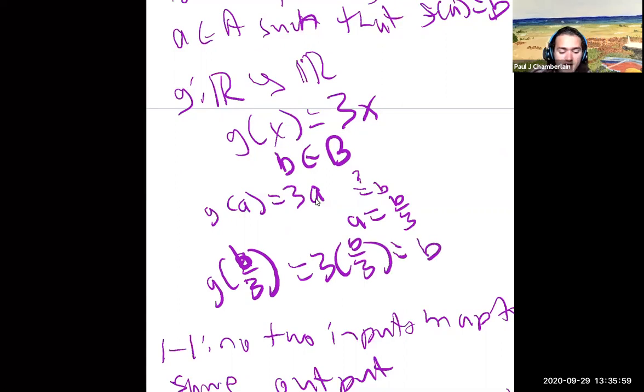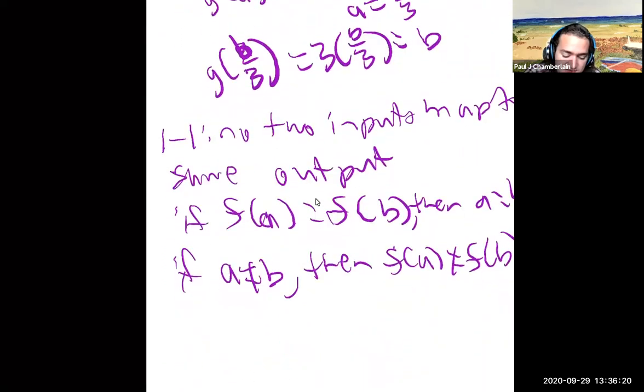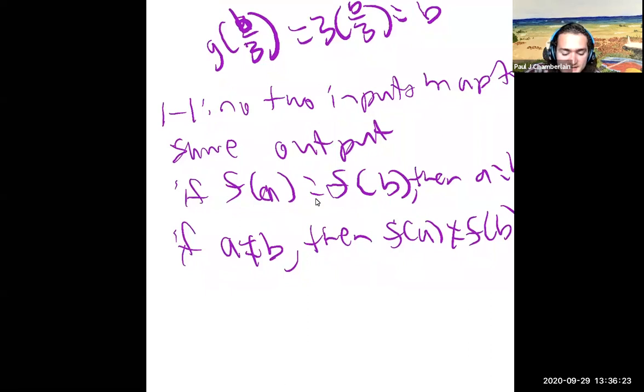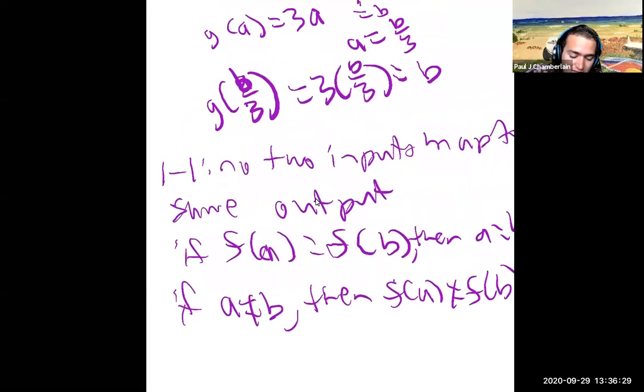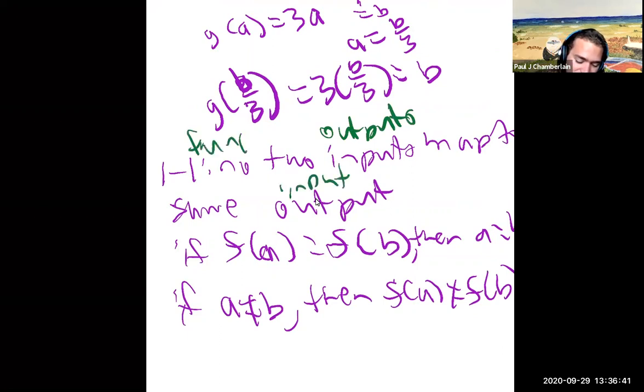So this is an onto proof where I'm choosing some arbitrary element of the codomain, and then finding a particular value. Here I found some value in terms of b, namely b over 3, such that g of b over 3 maps to b. It's important to plug it in and find the value in terms of the arbitrary element in order to show that it is in fact onto. One-to-one means we have no two inputs mapping to the same output. It's very important here not to confuse this with the definition of a function, which says that no single input maps to two different outputs.